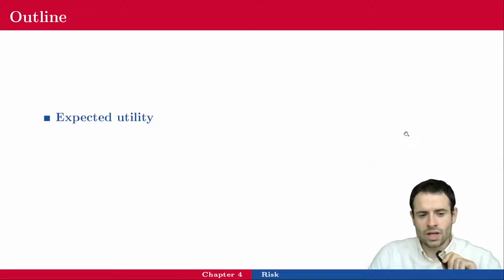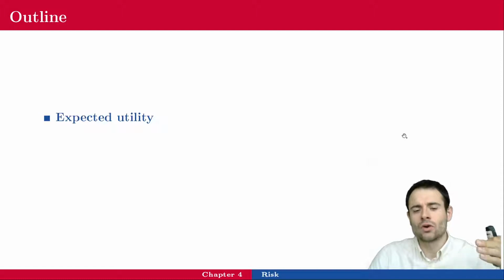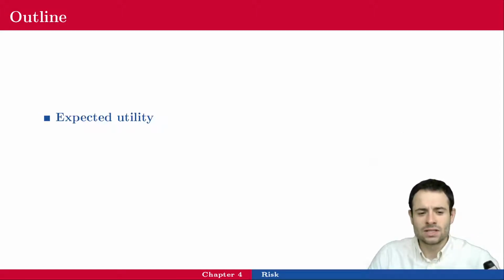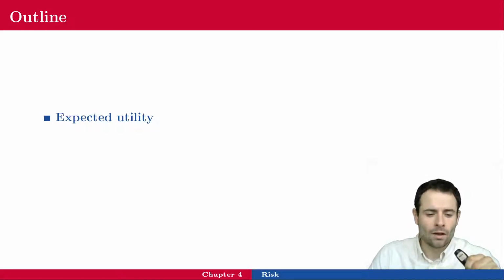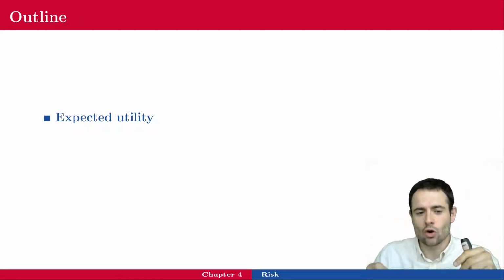So the outline for today is going to be first to talk about expected utility. I will talk about expected utility in the case of risky outcomes and how individuals are going to make decisions over risky gambles or lotteries.